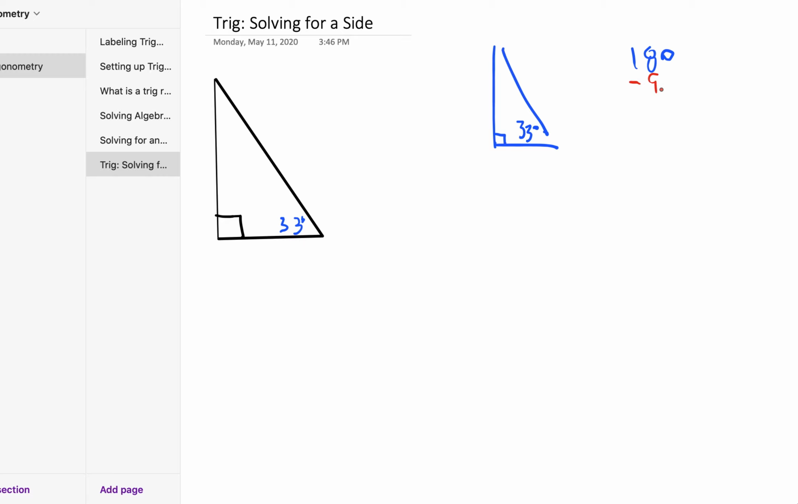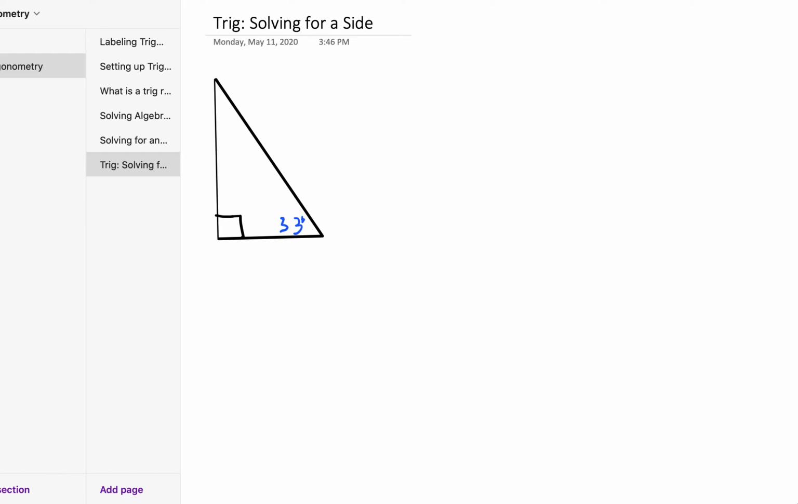You could subtract the 90, you could subtract the 33. So that would give this angle as 57 degrees. So then if we had that, we could stand there and use that as a reference angle. But that's just extra and unnecessary, but a reminder that when you have one of the missing angles, you can find the other one. And of course the third one is always 90 if it's a right triangle.